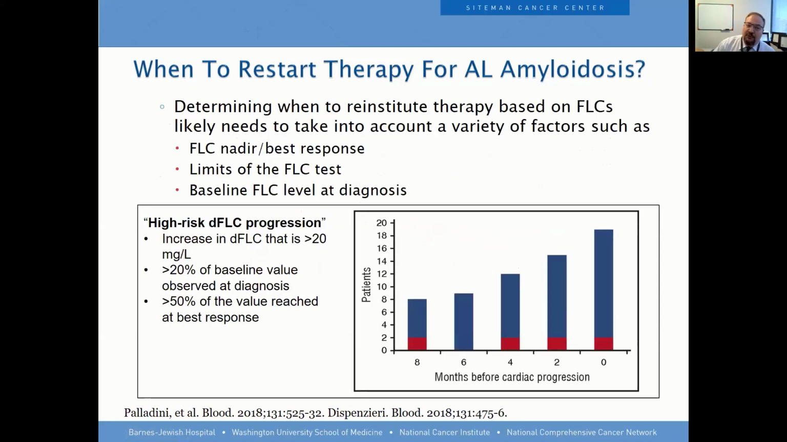And so determining when we need to reinstitute therapy is really based on not just the absolute light chain number, but things such as what the baseline free light chain was at diagnosis and what the best response was. And again, we have to take into account those patients who have low free light chains. One of the things that Dr. Merlini's group has shown, as you can see below, is that if you use some stricter criteria to look at patients who relapse, you can often detect patients having progression based on these high-risk dFLC criteria about 6 months prior to actually having organ dysfunction with cardiac involvement.